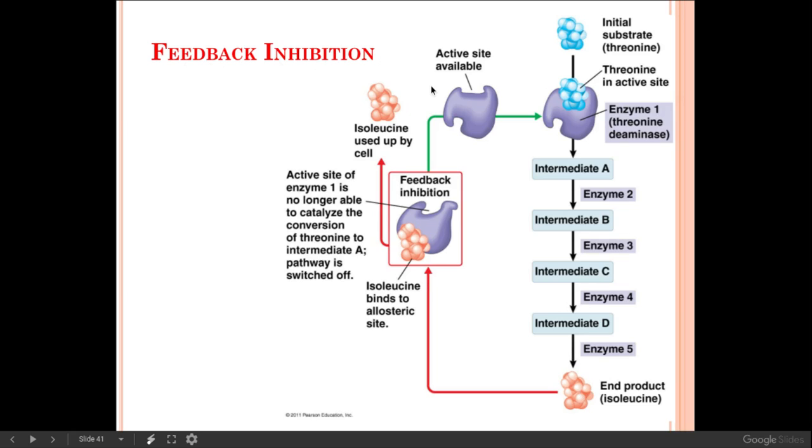That's called feedback inhibition, where the product feeds back to turn off the enzyme at a site away from the active site to change the active site so that the initial substrate can't bind, and that turns it off. And that was a brief overview of Chapter 6, Introduction to Metabolism.